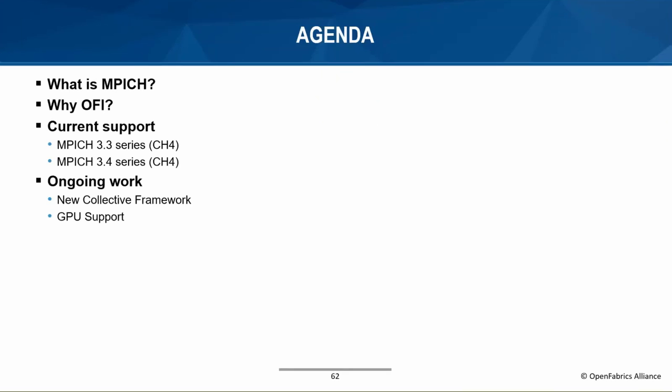So first of all, I want to talk about what MPICH is and why we chose OFI. Next, we're going to see some details of the features that we leverage from using the fabric, and what we have planned, especially for the new collective framework and GPU support, which directly targets all the future exascale machines. Next, please.